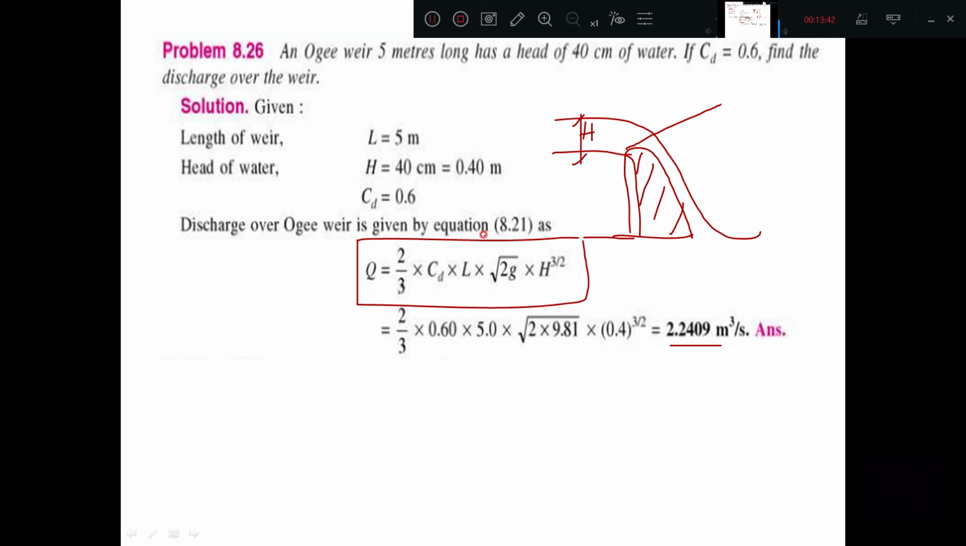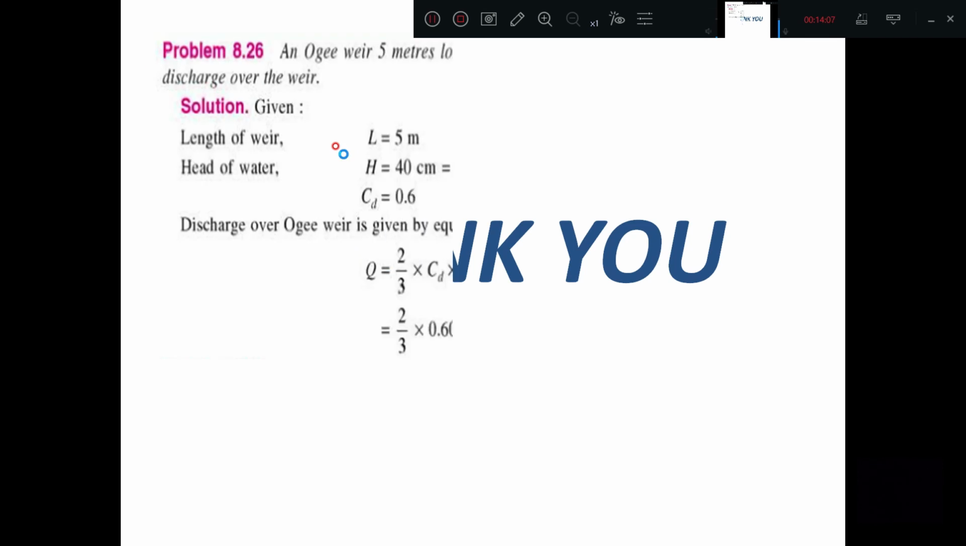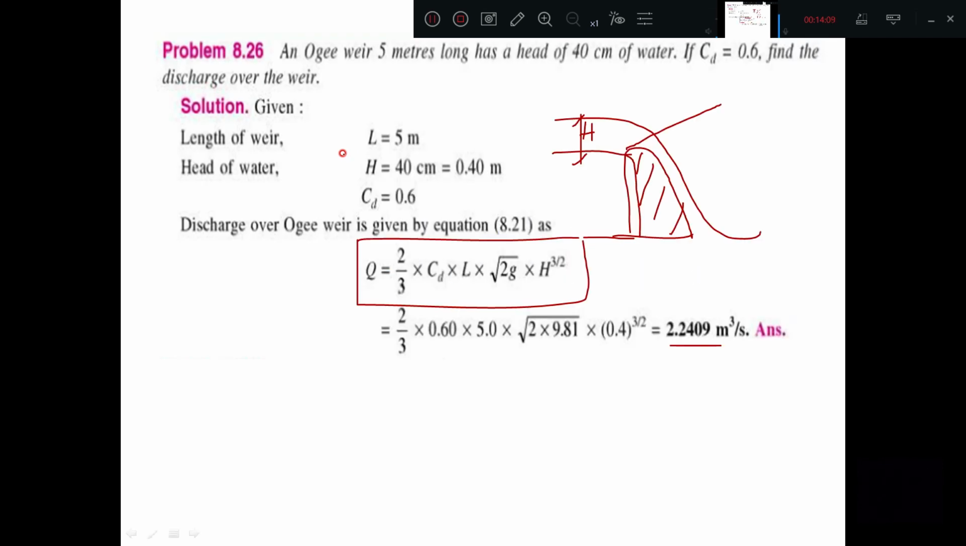The only thing you have to remember is the equation. For an Ogee weir, for the sharp crested weir or the narrow crested weir, the formula will remain the same, that is similar to a rectangular weir. Only for the broad crested weir does the formula change. There the characteristics of fluid flow will be different. Okay. Thank you. So similar kind of problems, you practice them and try to understand.